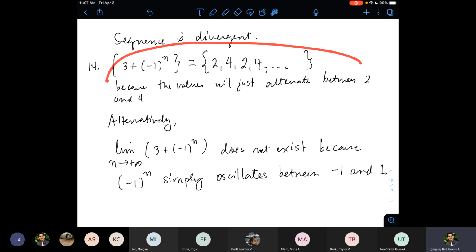So you have two ways of showing that. You can choose between analyzing the first few terms of the sequence and trying to discern the pattern, or doing a limiting argument. All right.